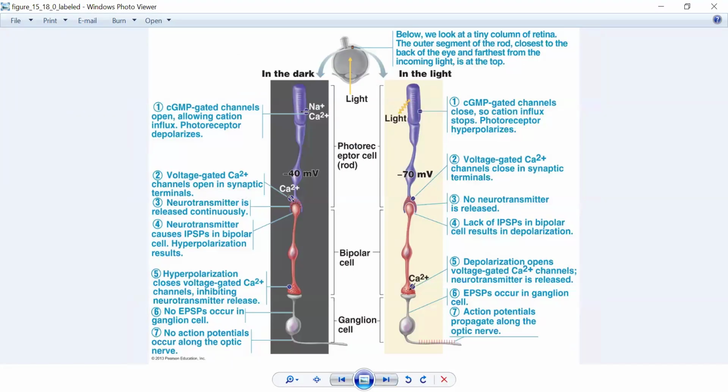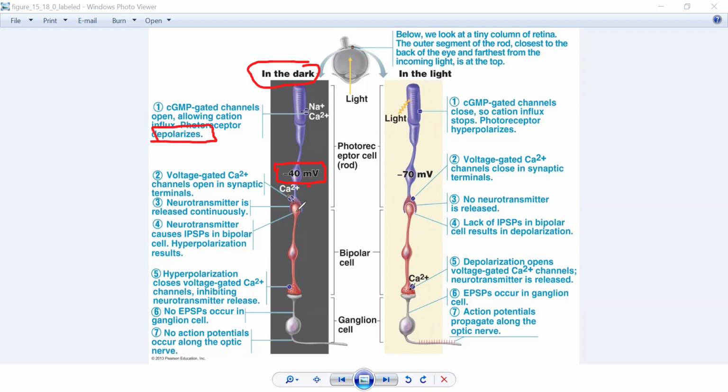So here they give us two scenarios, one in the dark, one in the light. So let's have a look what's going on in the dark. So here we got our photoreceptors, and you're going to notice what is the resting membrane potential. The resting membrane potential is not at minus 70 millivolts. It's starting at minus 40 millivolts. So it's kind of already in a depolarized state.